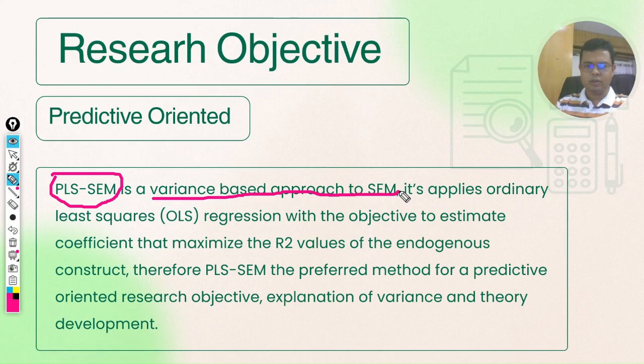Today I'm not going deep into the variance based approach. I'm just saying there are two approaches. One is the variance based approach, another is the covariance based approach. But in structural equation modeling, PLS is a variance based approach. So it applies OLS, I mean ordinary least square regression, to estimate the coefficients and try to maximize the R square value.